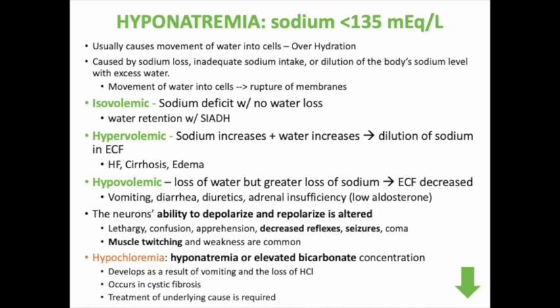Your neurons' ability to depolarize and repolarize is going to be altered with hyponatremia. What you would see in your patients is lethargy, confusion, apprehension. Their reflexes may be decreased. It may put your patient into a coma or seizures. You might even see muscle twitching and weakness, which are also common with hyponatremia. And hypochloremia, remember, follows sodium, so we'll also see hyponatremia, or inversely, elevated bicarb concentrations. This is usually the result of excessive vomiting or a loss of hydrochloric acid. It occurs with patients that have cystic fibrosis. The treatment for this is just trying to treat the underlying cause.